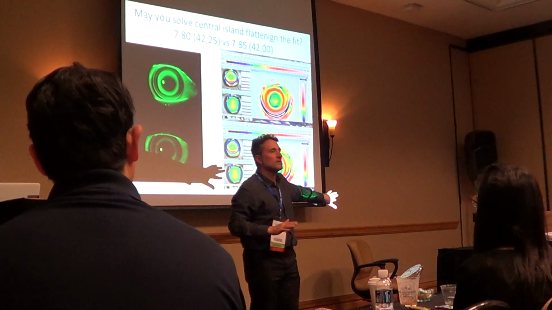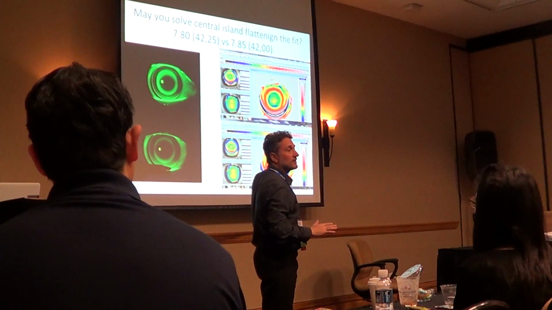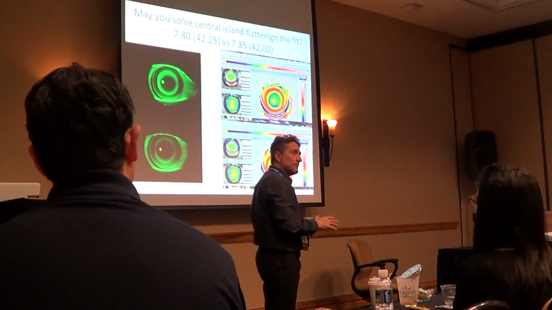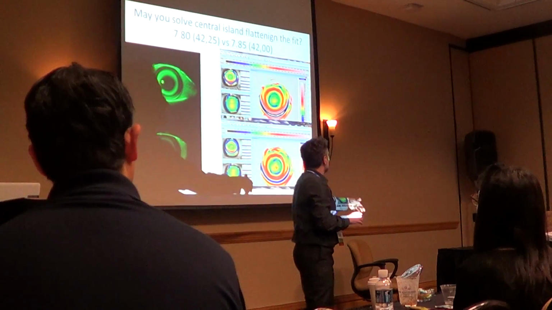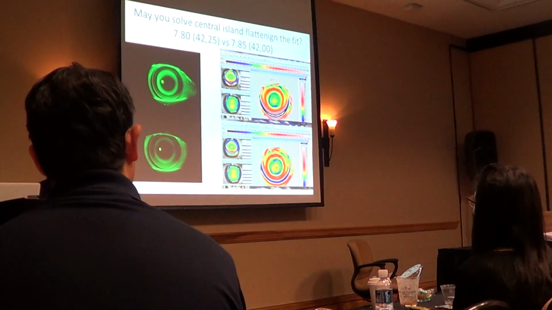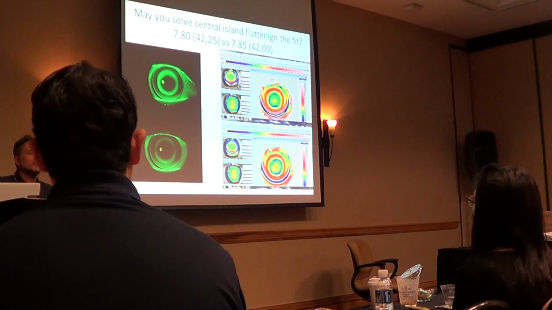What do we need to do? Just look at the fluorescein. You need to step the fit. Okay? Then if we do a proper fit, you will solve that. But maybe if you want, we could call it a fake central island.